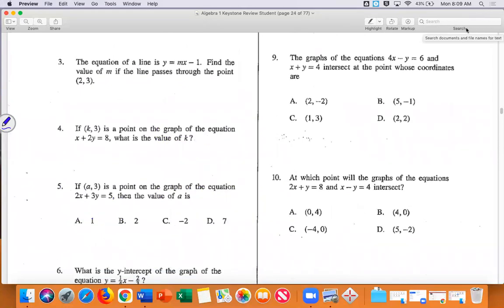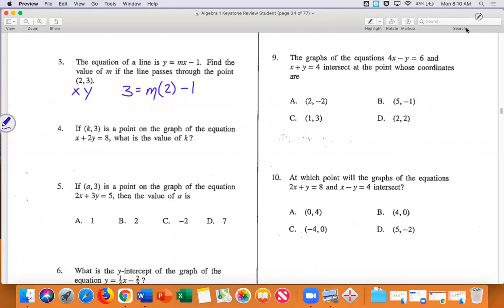All right, Liam, the equation of a line is y equals mx minus 1, right? Find the value of m. What is m? M is the slope, right? So we're looking for the slope here. Now, do you know how to do this problem? Yes, you do. It's just like number 1 and number 2. All right. So what we're going to do is we're going to plug in these numbers for x and y. So y is 3. So we have 3 equals m we're looking for times 2 minus 1.